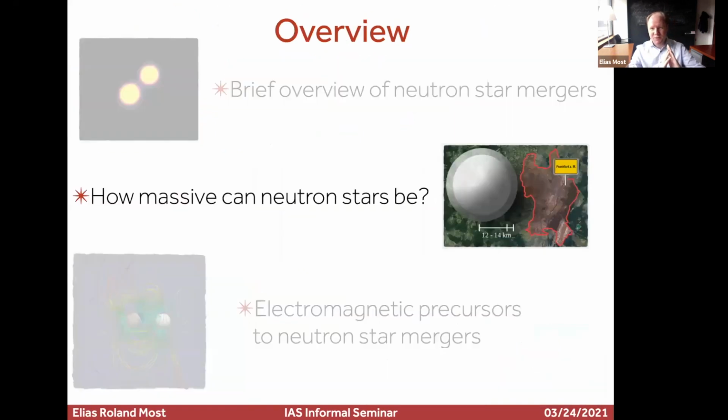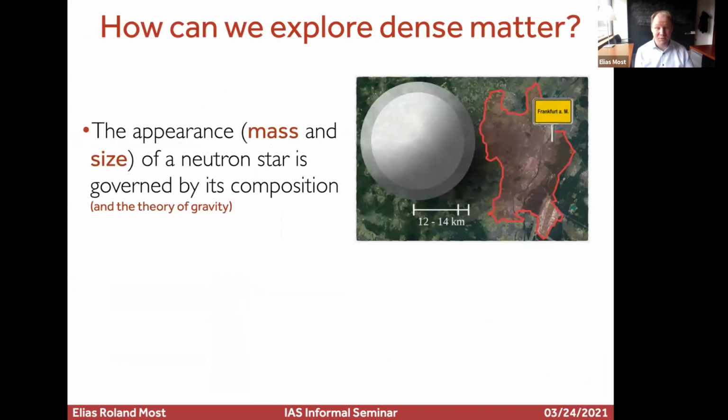And so with that, I want to dive in directly and not talk too much about the merger itself, but ask a very fundamental question. If you've never heard about a neutron star, you could ask, what does a neutron star look like? And if you're really impolite, you might ask, how heavy is a neutron star? Or better, you can ask, how massive can neutron stars be at most?